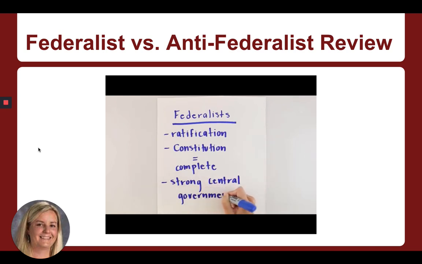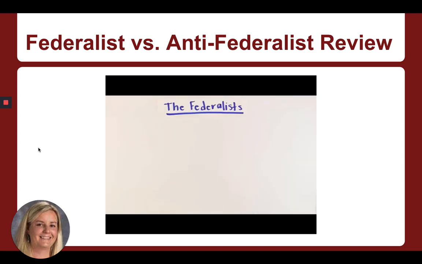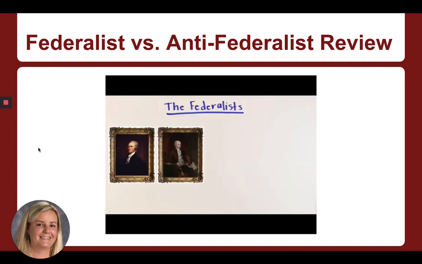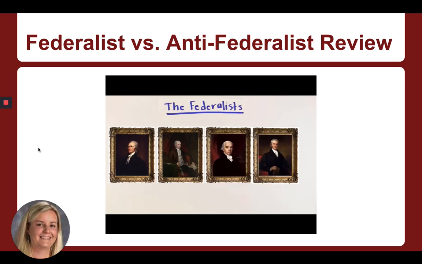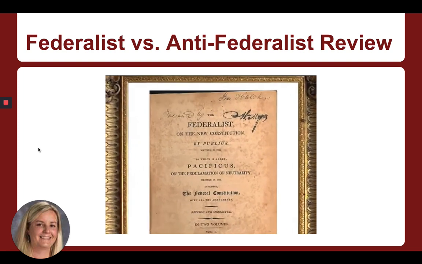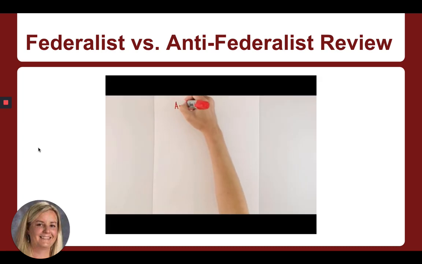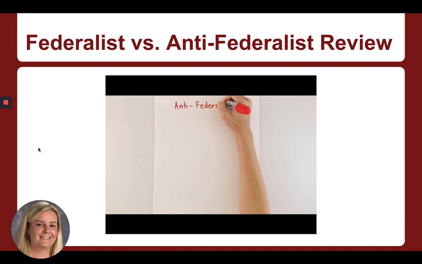The Federalists were mostly wealthy businessmen living in large trading cities along the coast. They included the founding fathers Alexander Hamilton, John Jay, James Madison, and John Marshall. They explained how the Constitution would work by publishing a series of newspaper articles known as the Federalist Papers under the false name Publius.